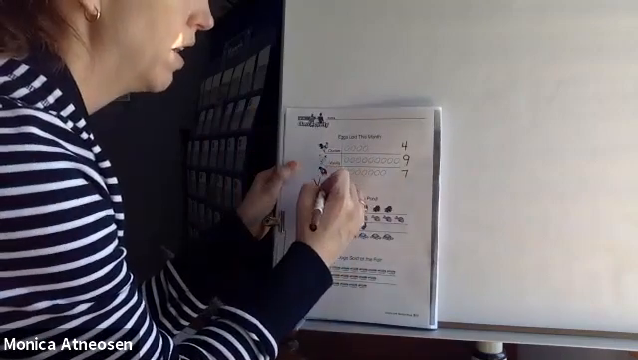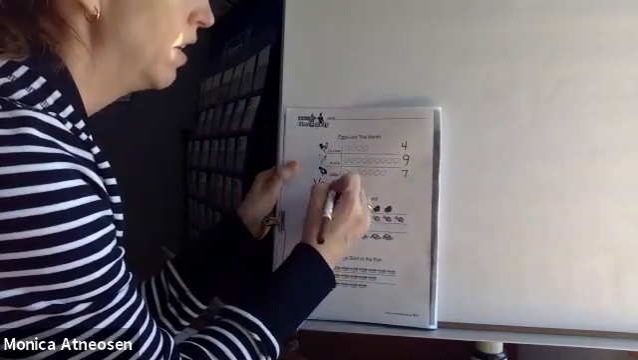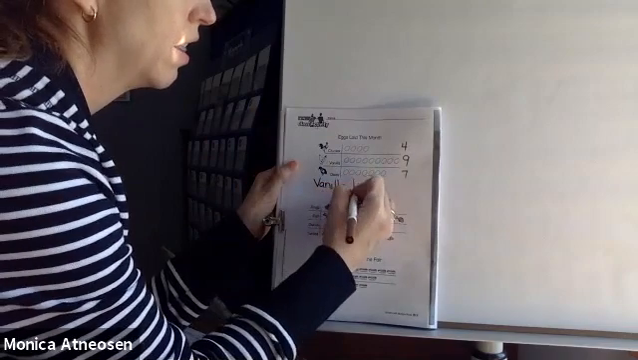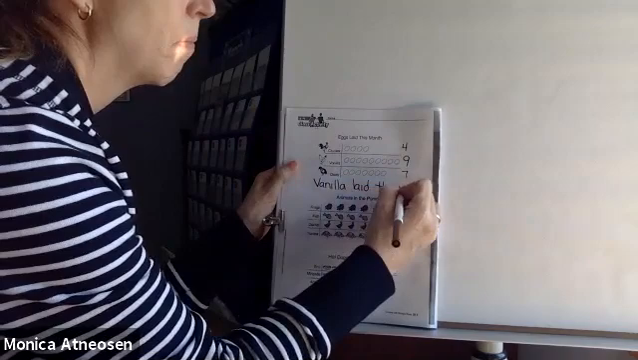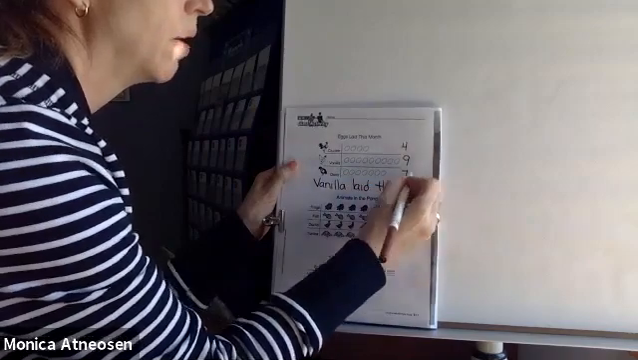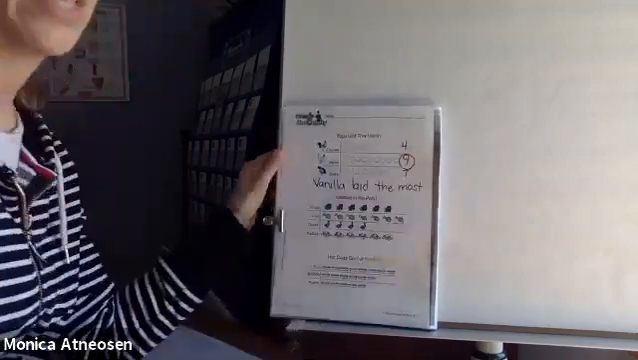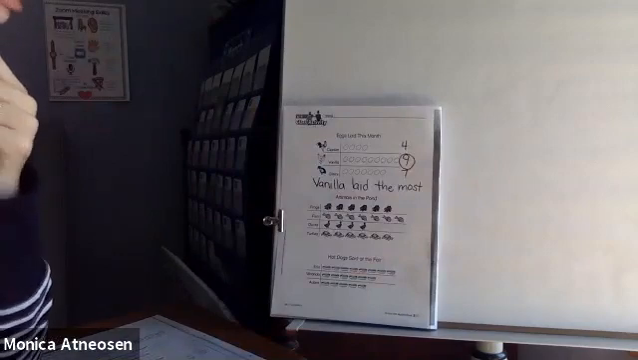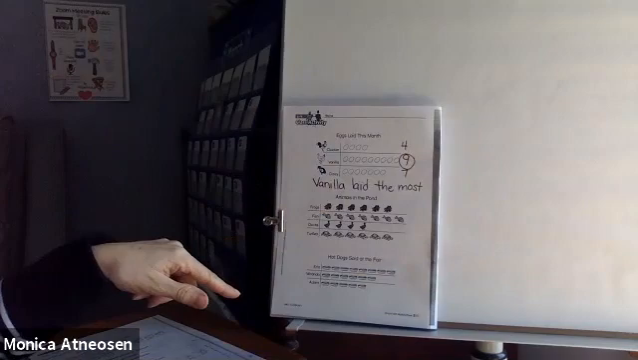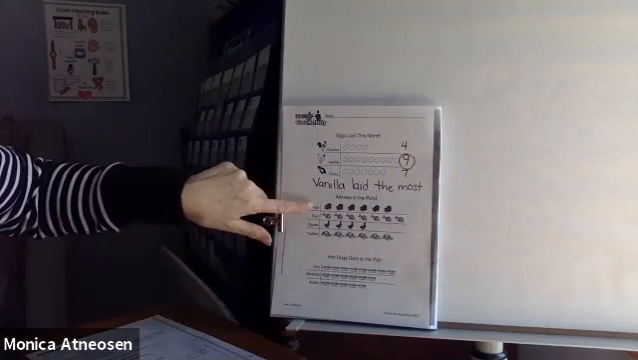So I could write at the bottom, Vanilla laid the most. And I'm going to circle that 9 because that is the highest number. She laid the most amount of eggs. Now, the next graph has even more information.